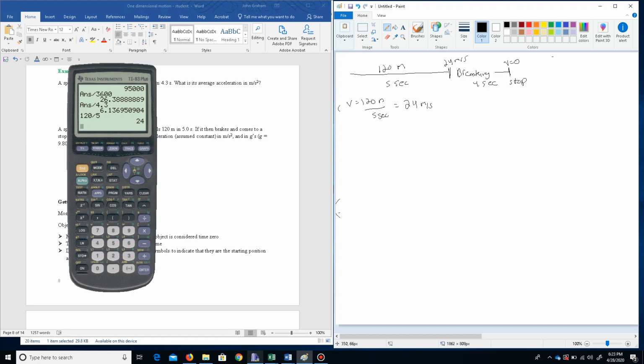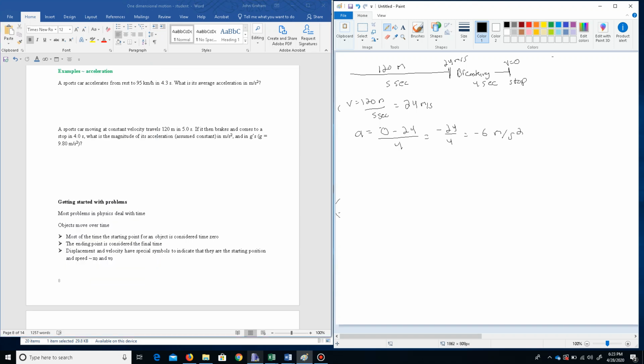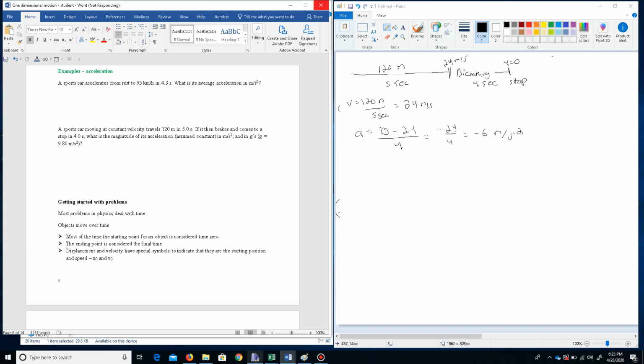Right. And then it's going to brake. And so your acceleration is going to be, actually, wait, final minus initial. 0 minus 24 over 4 seconds. So negative 24 over 4, which would be negative 6 meters per second squared. This will be your acceleration as it starts to brake.